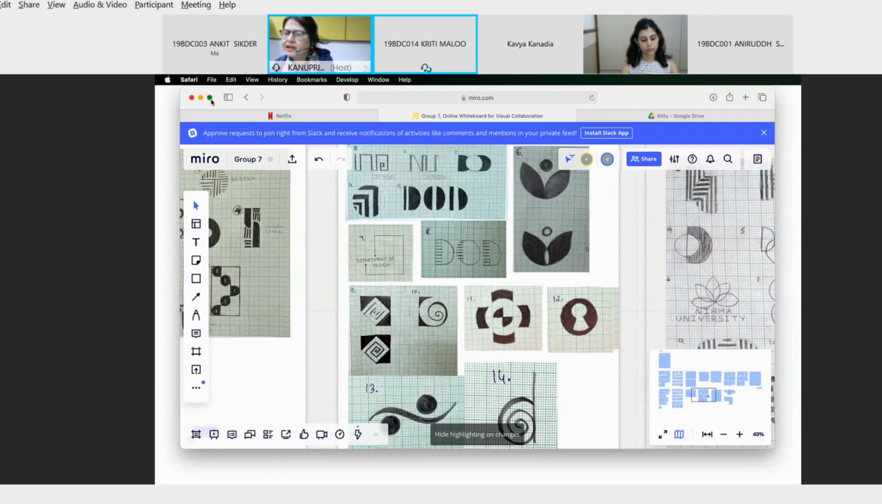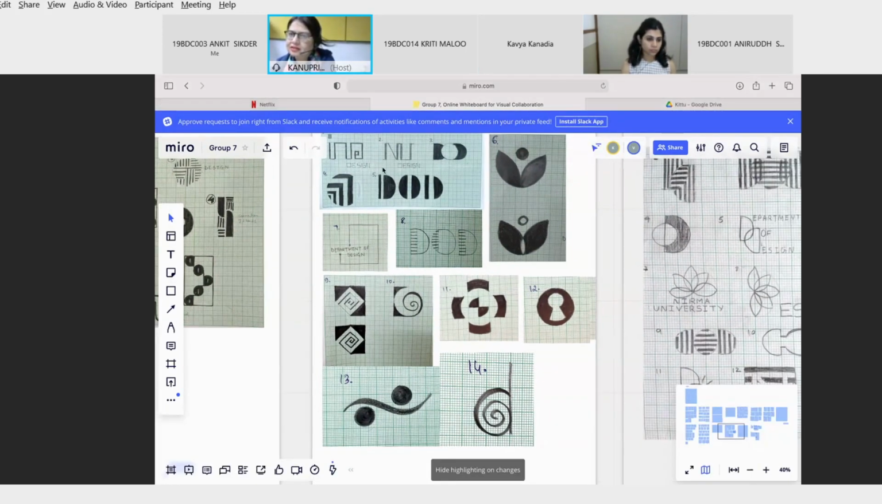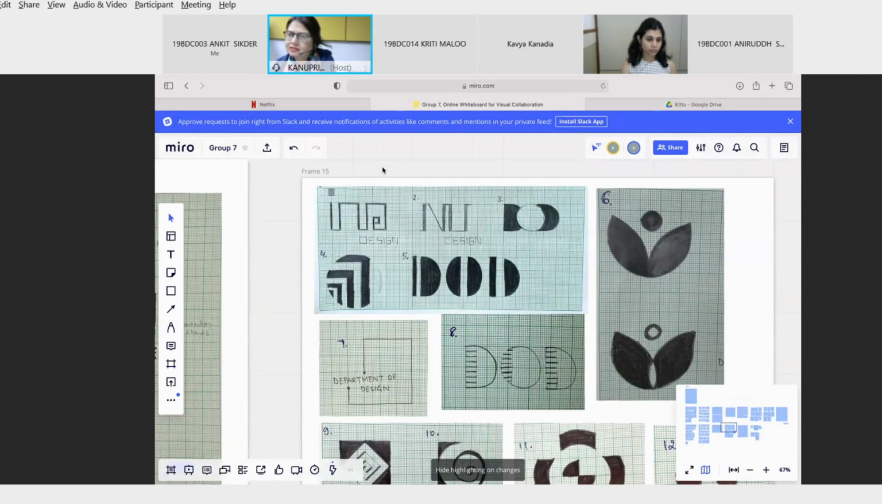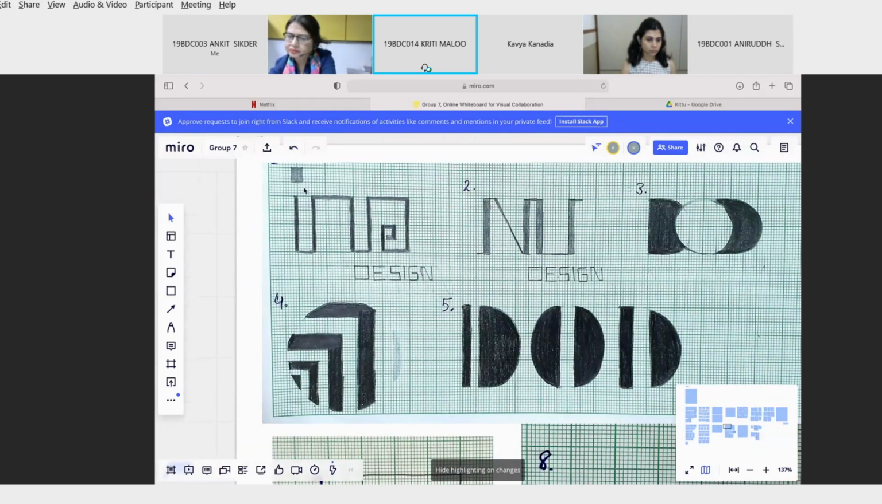Can you explain the first idea? Yeah, ma'am. So in the first one, I tried writing IOD. And in D, I tried the architectural element, that is the staircase. And design.